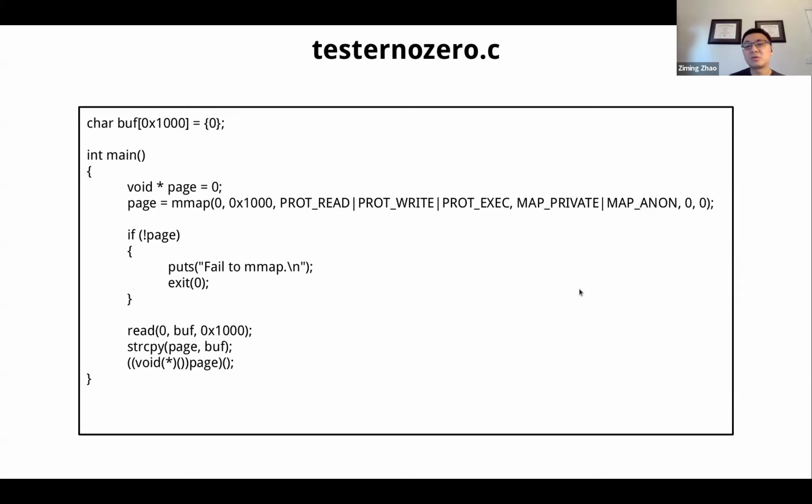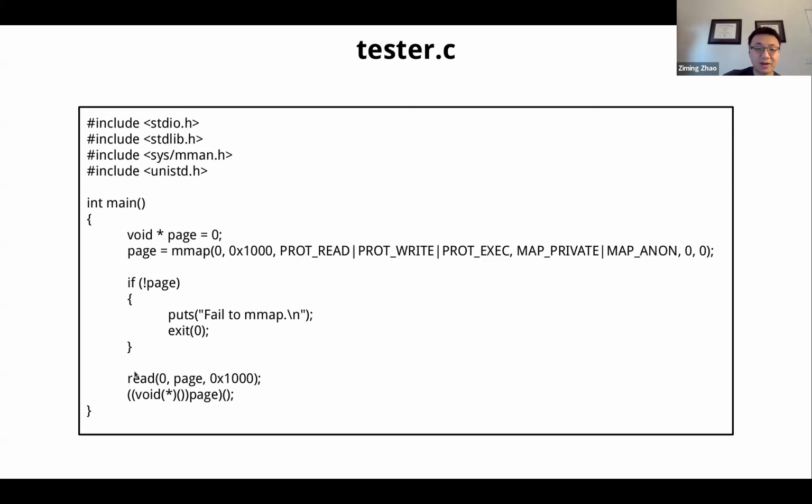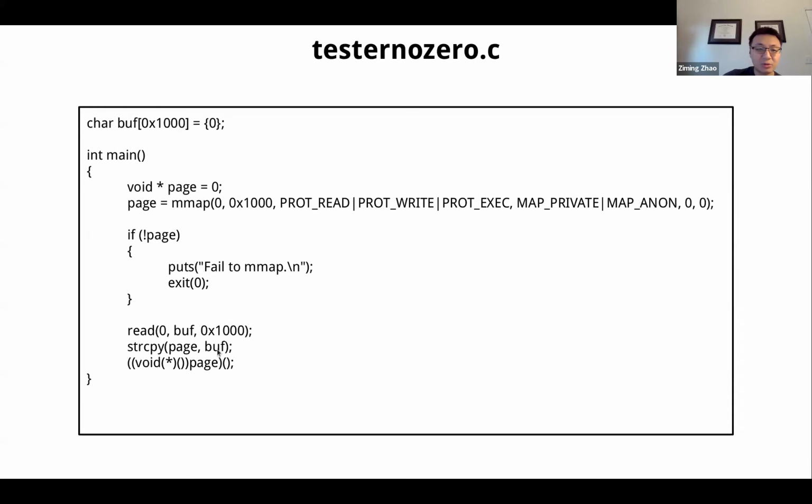Then we will have two more testers for you to work on. One is a non-zero tester. You need to develop shellcode that doesn't have zeros, because instead of doing a memory read of everything like before, this one will read it to a buffer first, then use string copy to copy from the buffer to the memory page to execute. Because it uses string copy, your shellcode cannot have zeros, right?